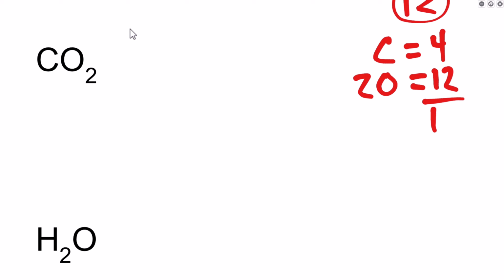CO2, same steps. So carbon, 2 oxygens. Carbon has 4 valence electrons. Each oxygen is 6, times 2 is 12. So I need 16 electrons in my structure. I make carbon my central atom and single bond everything to my central atom. We now add lone pairs to satisfy the octet rule. Again, octet rule, everything wants to have 8. So we need to make sure that everything has 8 in its outer shell.